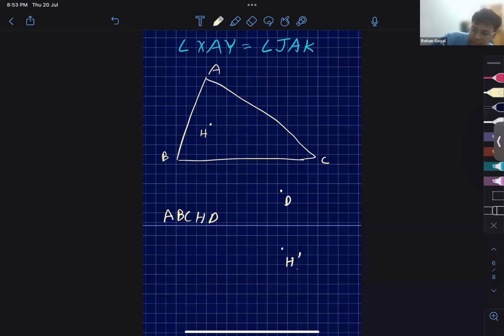So now AH and DH dash, you know that AH is equal to DH dash. This you all must know. 2R cos A, right? And A is fixed, so the length is fixed. And they're also parallel. So this is a parallelogram.